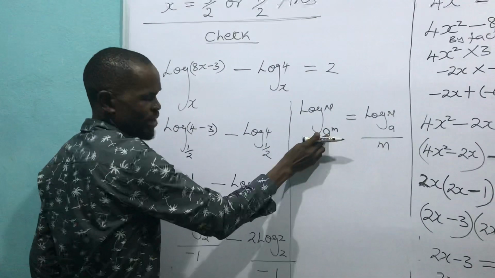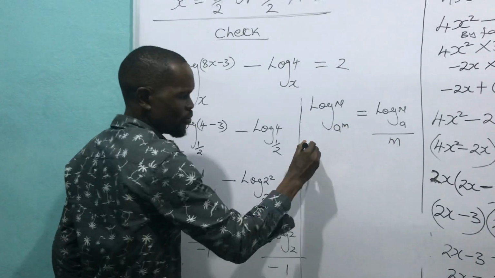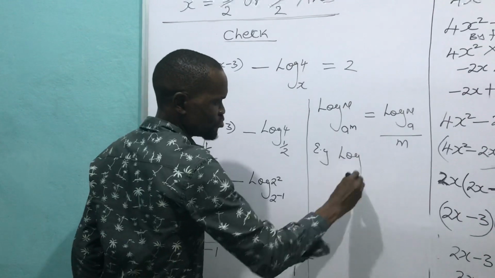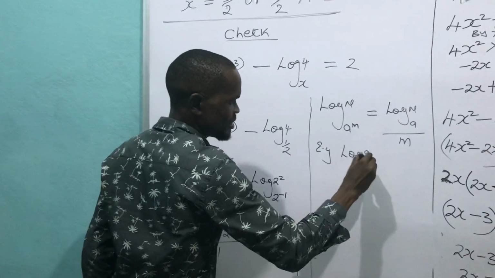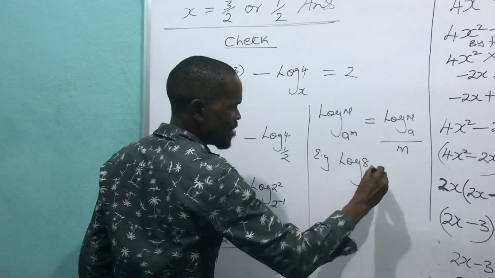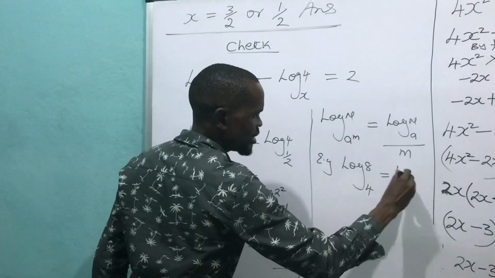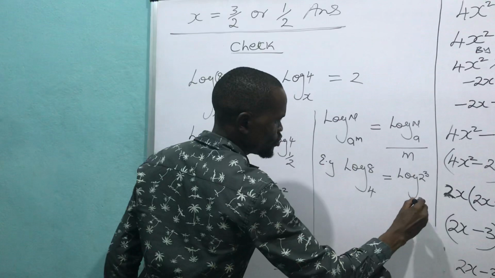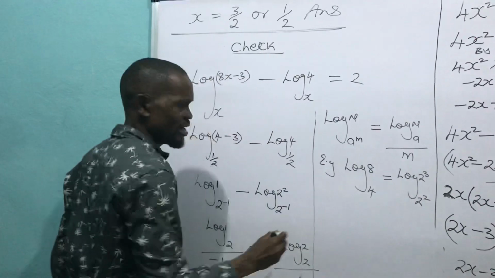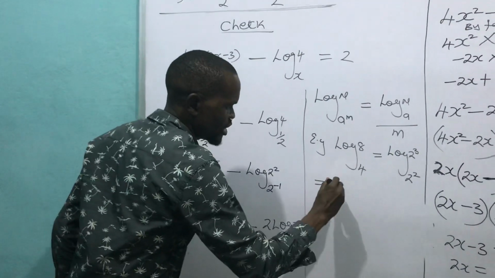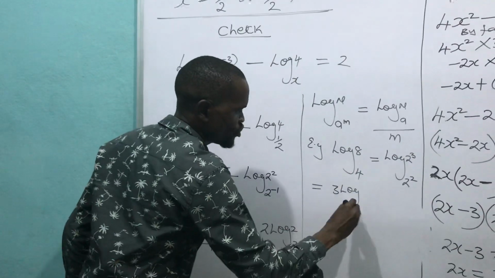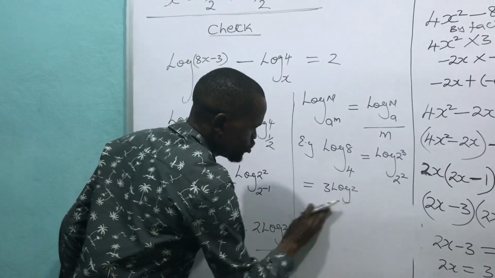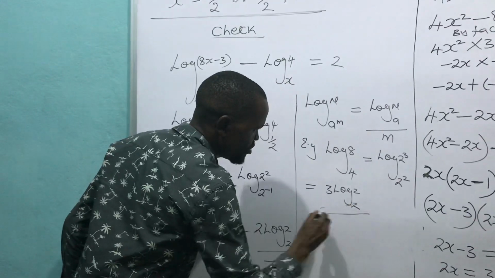This is a base raised to a power. For example, if I have log 8 base 4, I can write it as log 2 raised to power 3 base 2 raised to power 2. Are you getting what I'm saying? And this can be 3 log 2 divided by log 2 base 2 divided by 2. Do you agree with me?